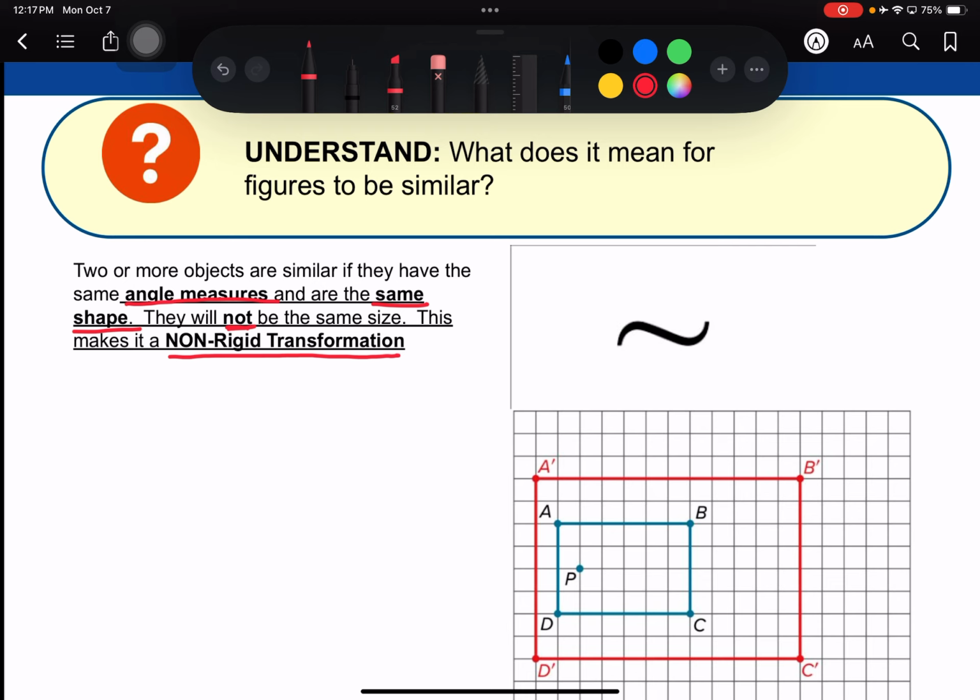This symbol is a symbol for what word? Similar. Just said it. See how quick it is?